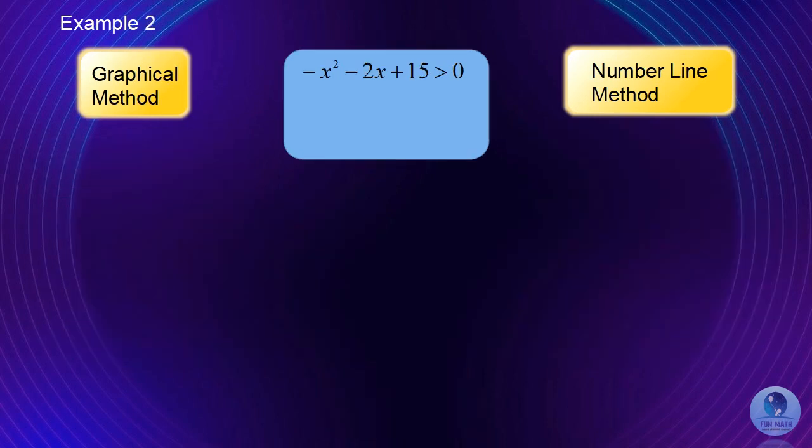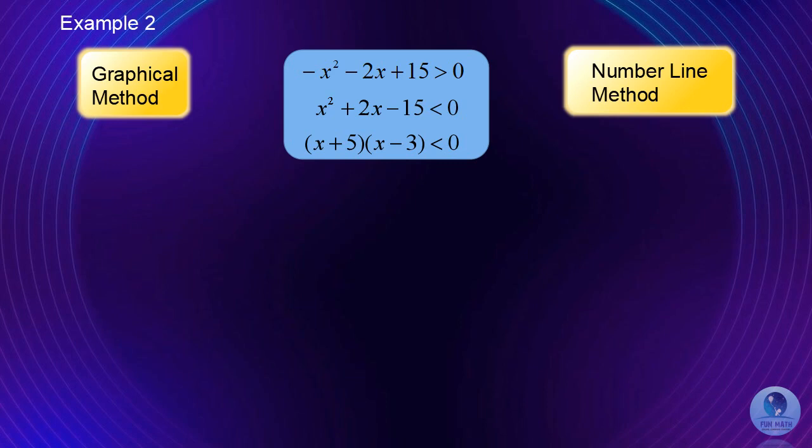Let's look at the second example. Negative x squared minus 2x plus 15 is greater than 0. One of the methods we can use to solve this question is by multiplying the inequality with a negative sign, and you get x squared plus 2x minus 15 is lesser than 0. Remember to flip the inequality sign after you have multiplied it with a negative sign. Then factorize it and you get x plus 5 multiplied by x minus 3 is lesser than 0.